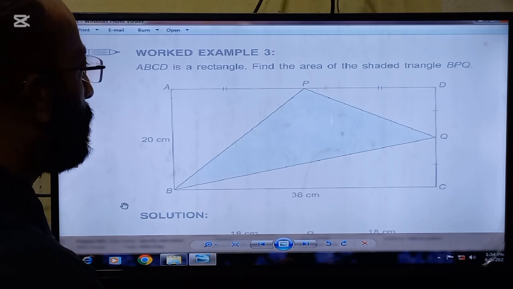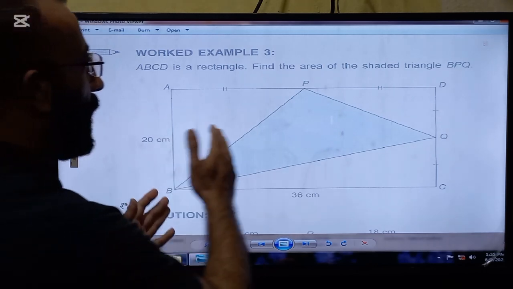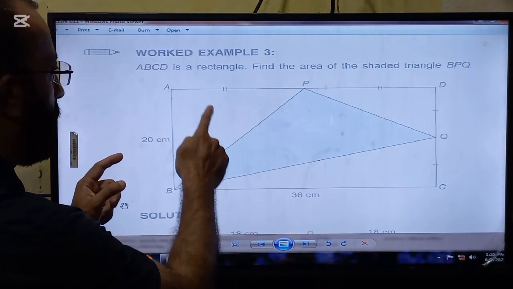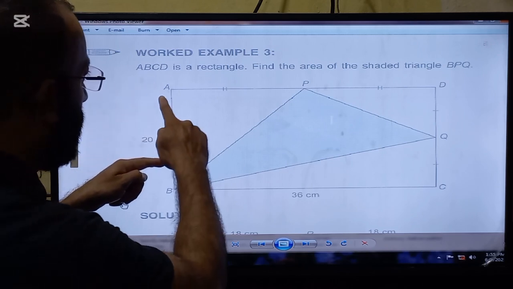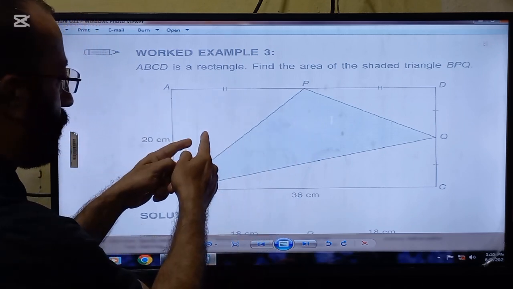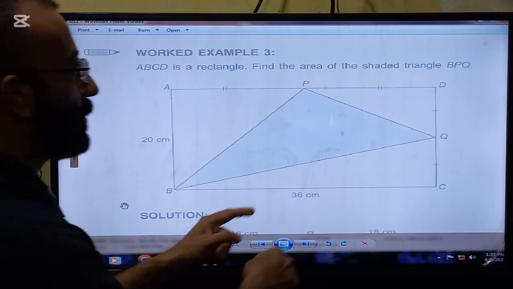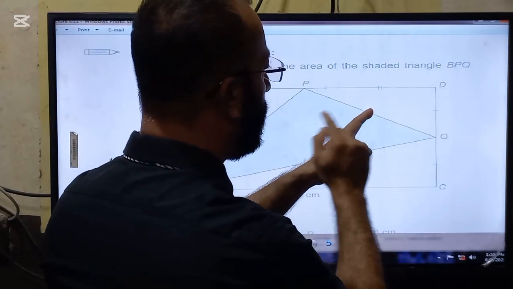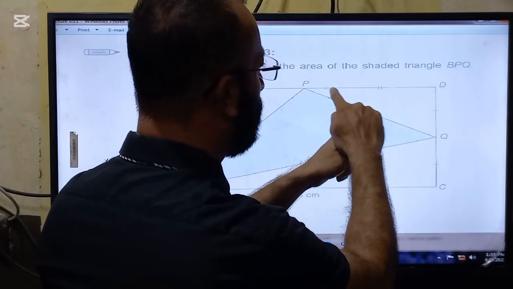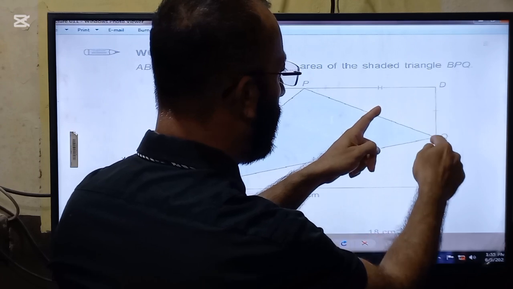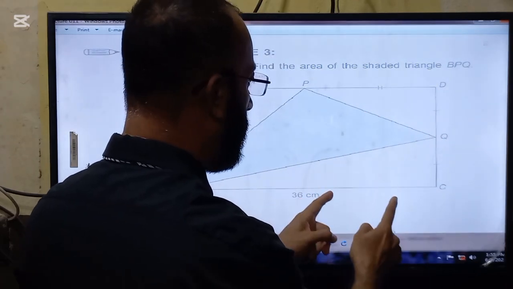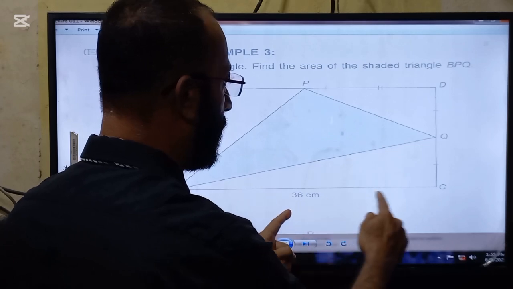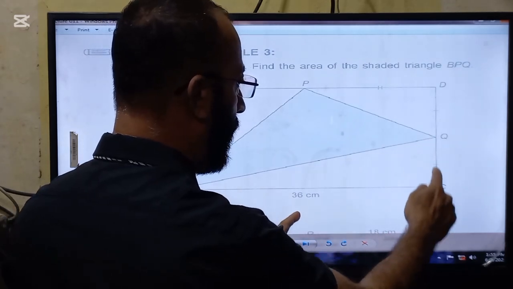So now we are going to find the area of the unshaded triangles. The area of this triangle will be 1 by 2 into 20 into 18. So this will be the area of this triangle. In this triangle, the area will be 1 by 2 into 18 into 10. In this triangle, the area will be 1 by 2 into 36 into 10.